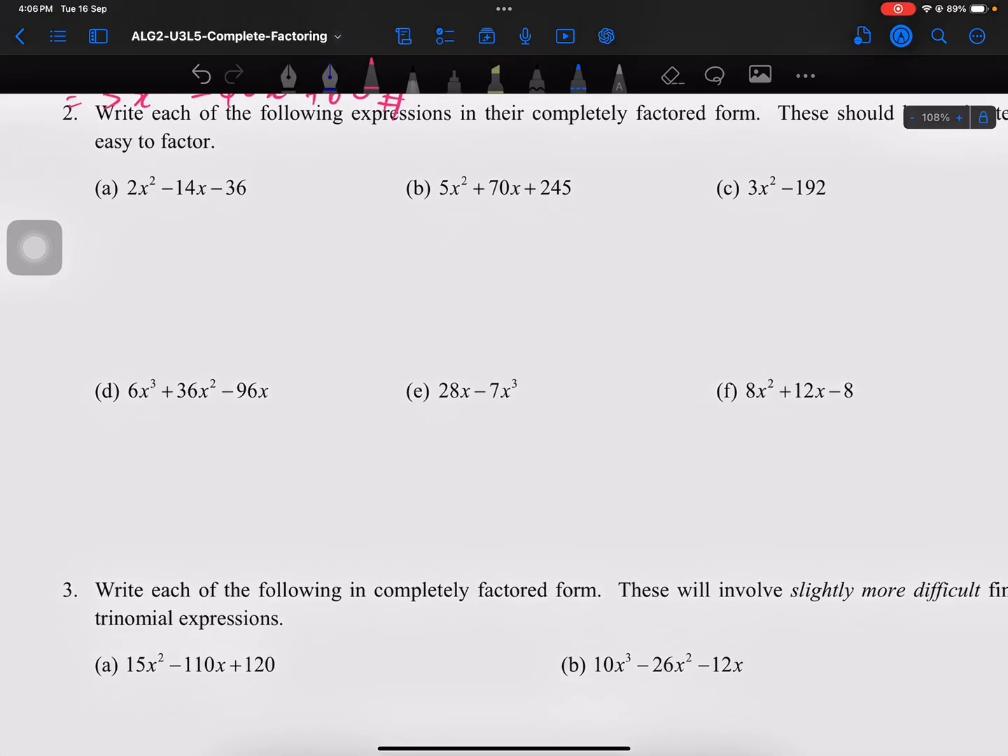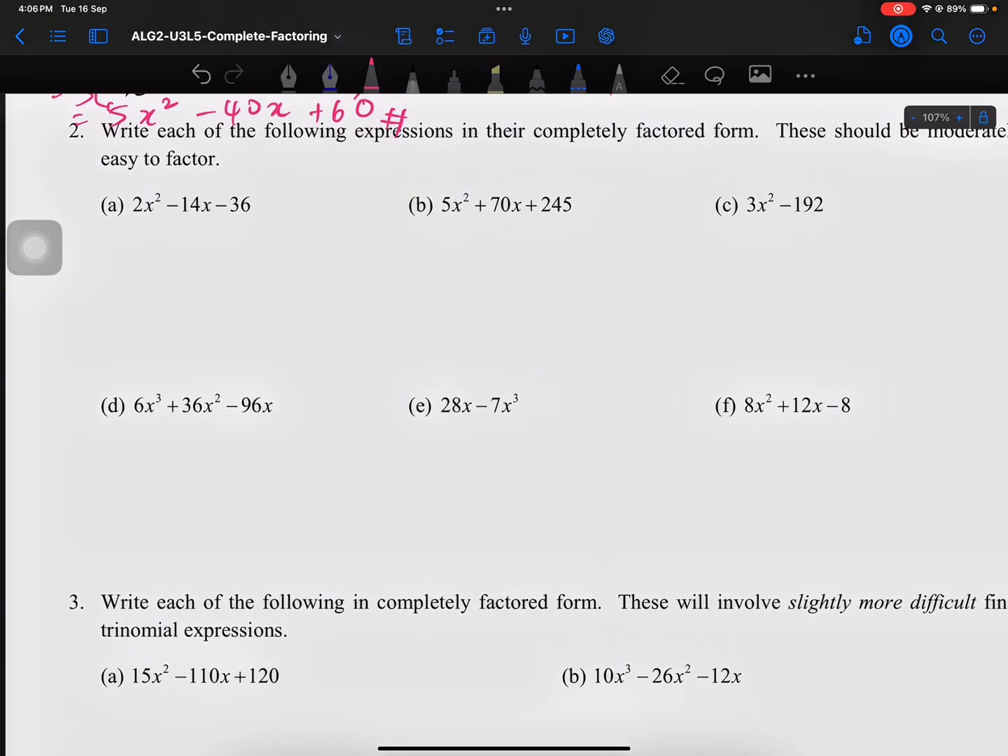Okay, now we move on to number 2. Write each of the following expressions in completely factored form. Okay, so we need to make sure the number that we take out is the same, so that we can multiply inside back. So from here, I can take out 2. I cannot take out x because here we don't have x. Okay, so take out 2. x squared minus 2 times 7 equals 14x minus 18.